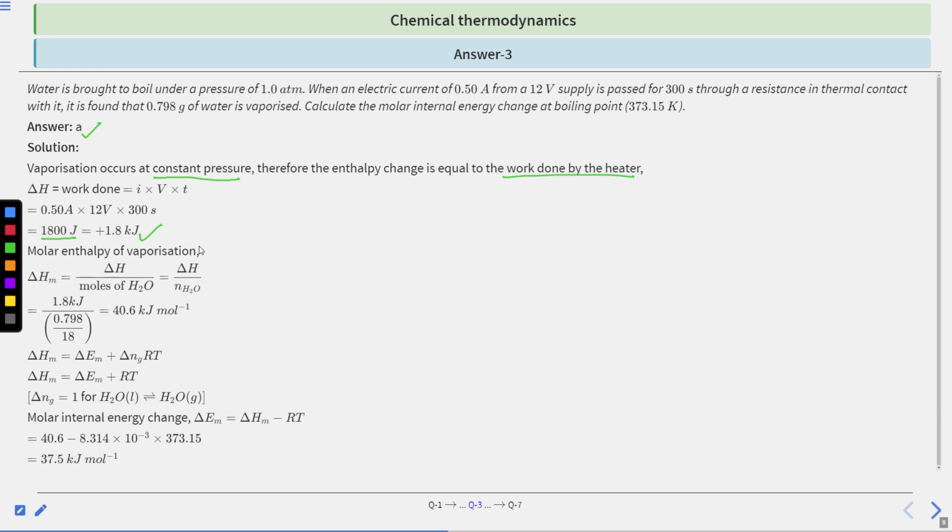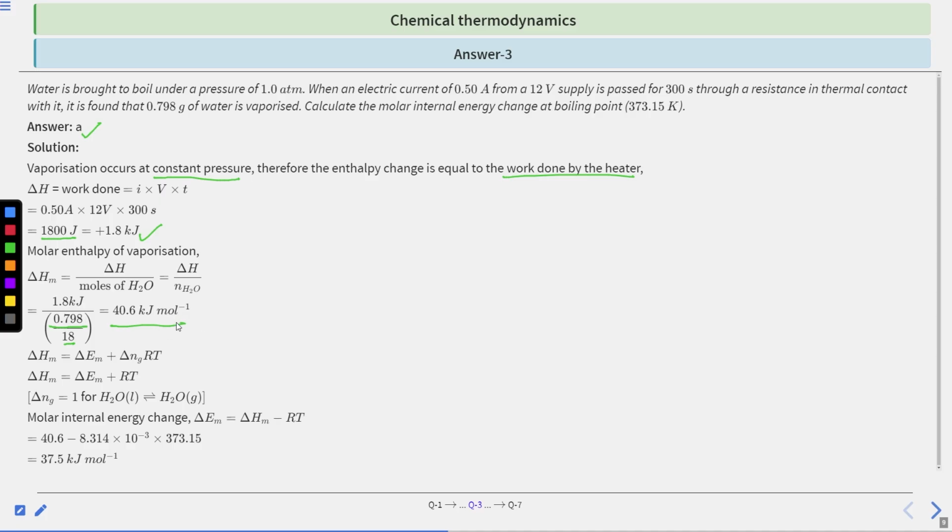So molar enthalpy of vaporization will be del Hm equals del H upon moles of H2O, because we are talking about water in the question. Del H we have found is 1.8 kilojoule. Moles will be given mass upon molar mass. Molar mass of water is 18 and given mass is 0.798. On dividing 1.8 kilojoule by this number of moles of water, the molar enthalpy of vaporization comes out as 40.6 kilojoule per mole, right?